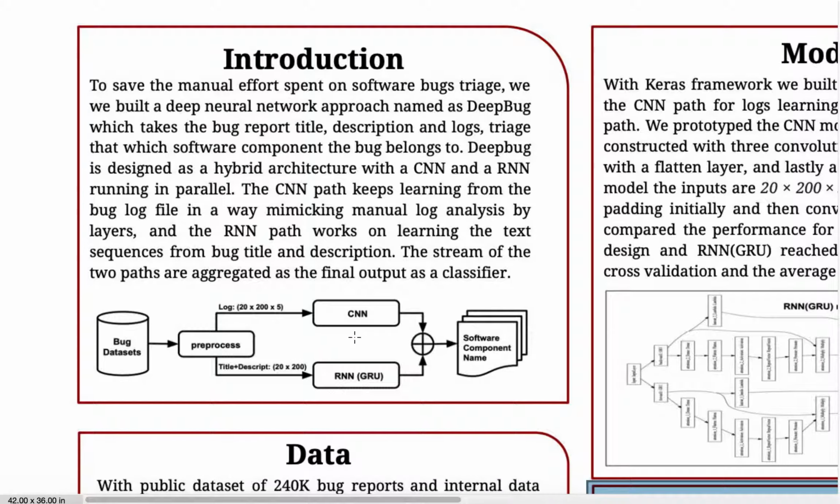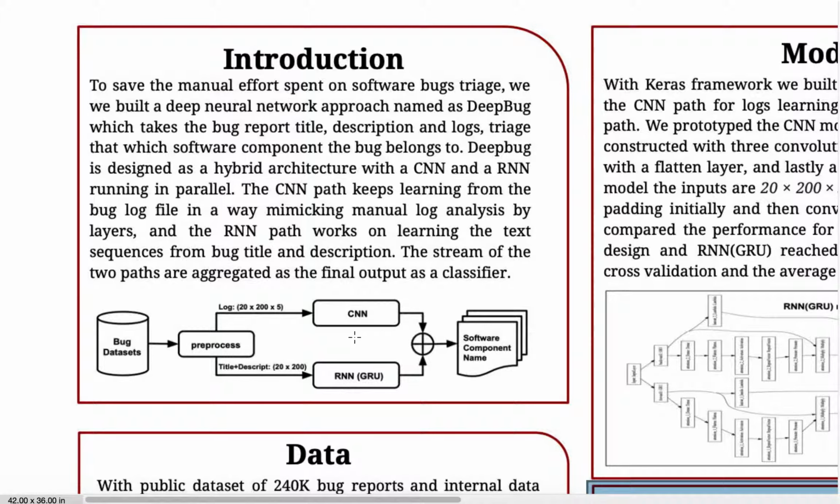So, how do we manually triage a software bug? We look at the title and the description of the bug, and get a quick idea of what issue it is and what the behaviors are. And most importantly, we look into the logs, trying to identify from which layer and for which component the bug was happening. So the idea behind DeepBug is to mimic this process.